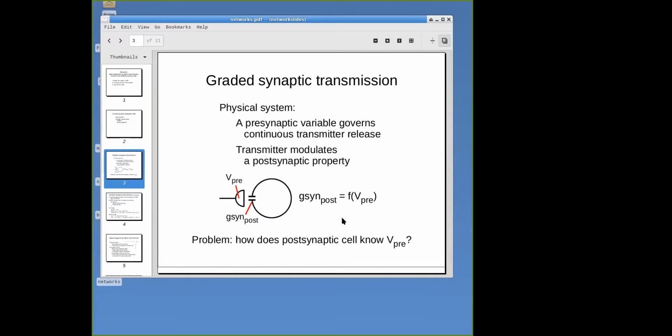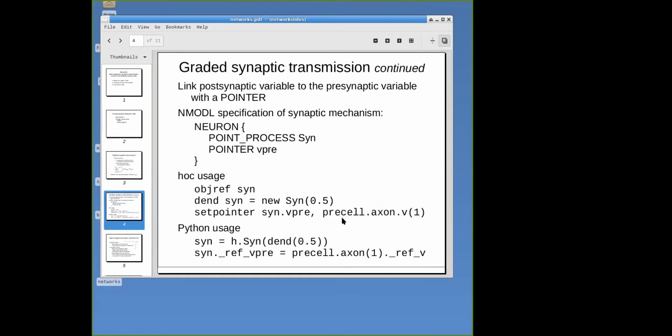How can something that belongs to our postsynaptic cell discover the value of some variable in some other section that belongs to a different cell? Okay, well, one way to do that is with pointers. And the way we do that is we link some postsynaptic variable to a presynaptic variable with a pointer. And this means that our synaptic mechanism needs to have a neuron block that declares a pointer variable.